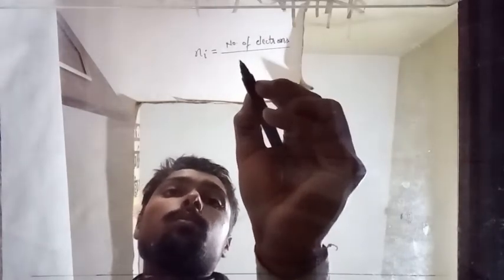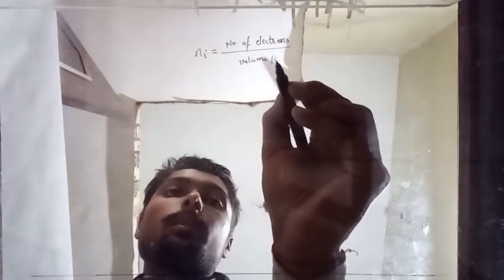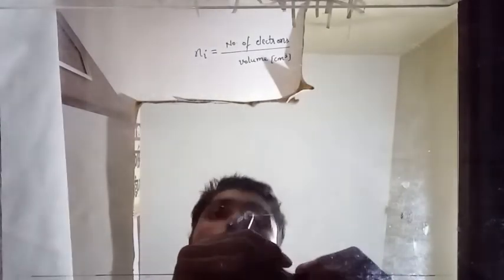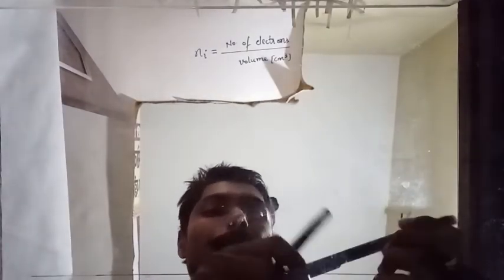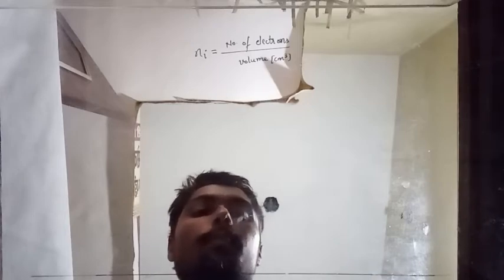upon volume, in centimeter cube. This is the formula for semiconductor density. What is the meaning of effective density? And this is calculated at a specific temperature. Why?